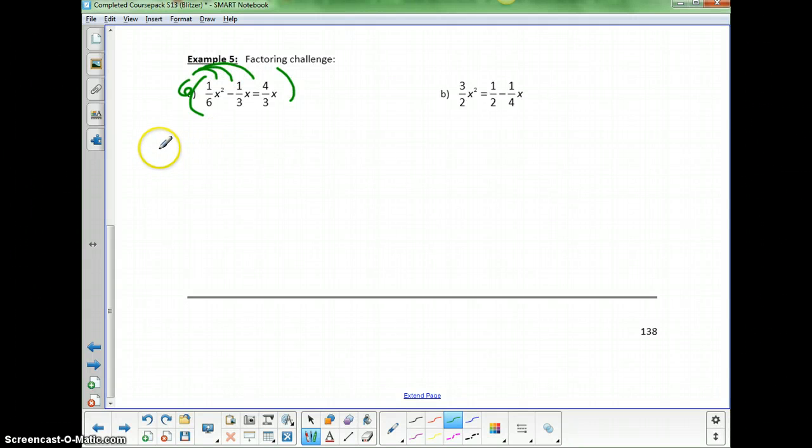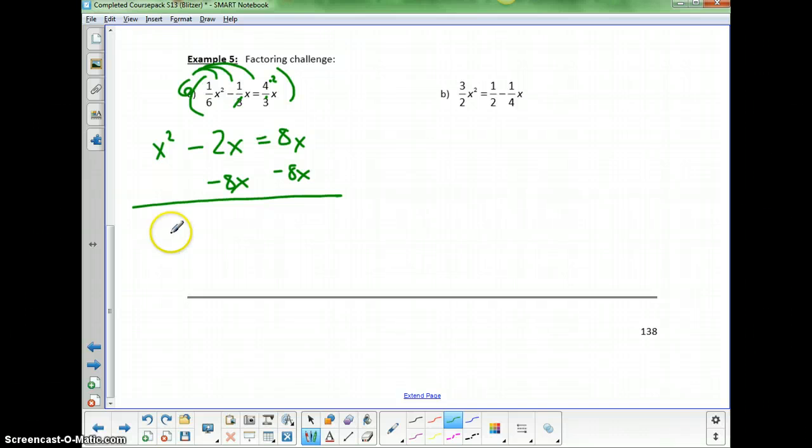So 6 times 1/6 is 1, so it gives us x squared minus 3 goes into 6 twice, so 2x equals 3 goes into 6 twice, so 2 times 4 is 8x. Now we need to get everything on one side to get this equal to 0, so we're going to subtract 8x. And this gives us x squared minus 10x equals 0.